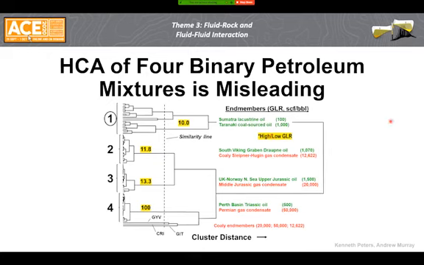So here is the hierarchical cluster analysis for all of those 5% incremental mixtures, these binary mixtures. Here are the 2 oils that we mixed from Sumatra and Taranaki. Here's the Viking Graben.